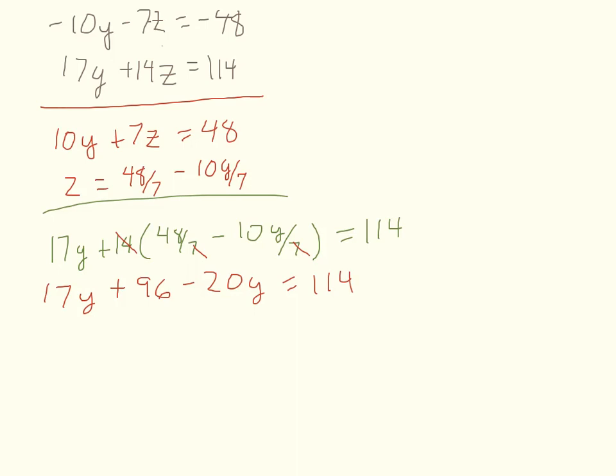Okay? So if I subtracted off a 96 from 114, I would end up with 18. And if I then have 20 minus 17, I'd have negative 3y. So I should have a y value of negative 6. But for some reason, I don't think I do. You probably need to check the math again. So let's see what we got.